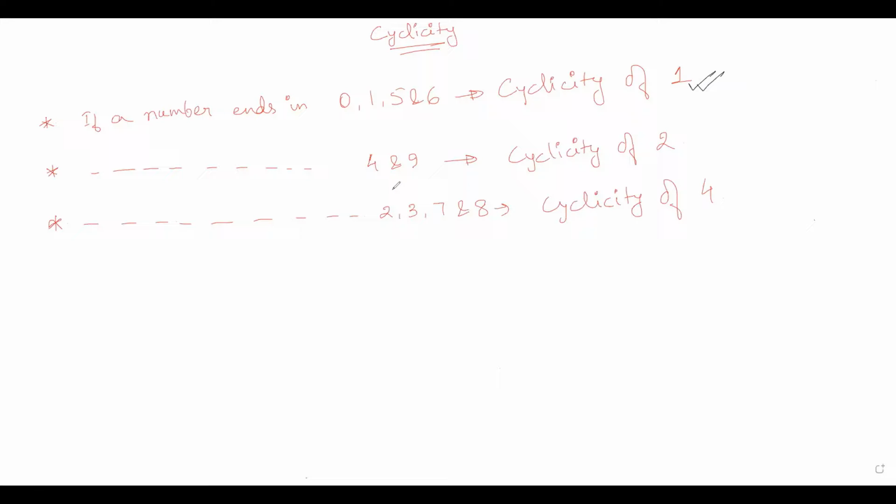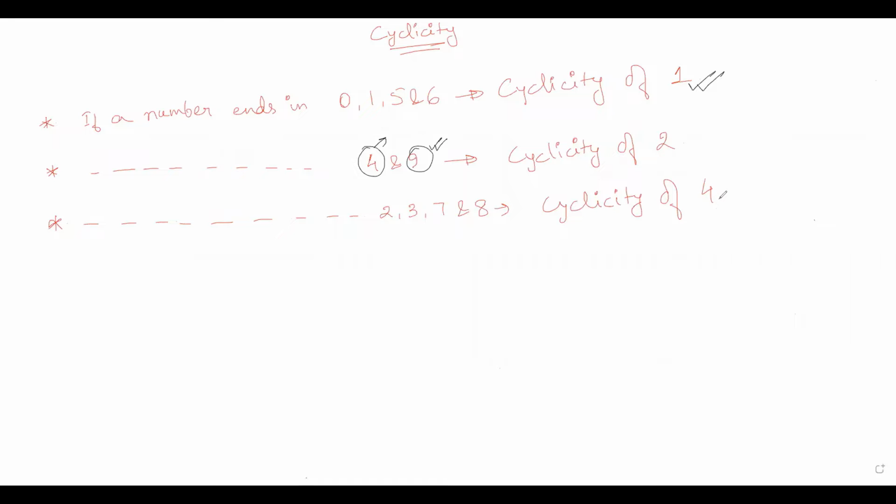In a similar way, if a number ends in 4 or 9, in that case, it will have a cyclicity of 2. In case of 4, the odd power will give us the last digit as 4 and the even power will give us the last digit as 6. In case of 9, the odd power will give us the last digit as 9 and the even power will give us the last digit as 1.